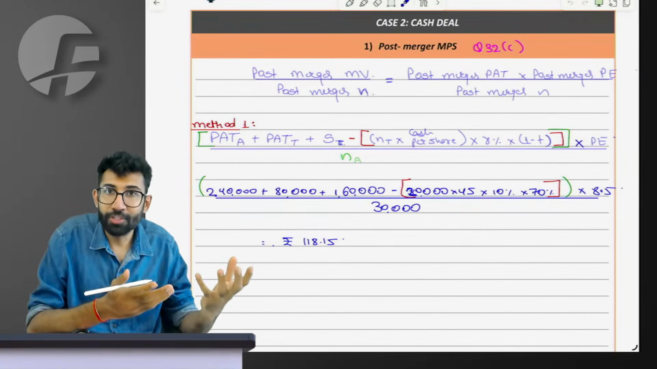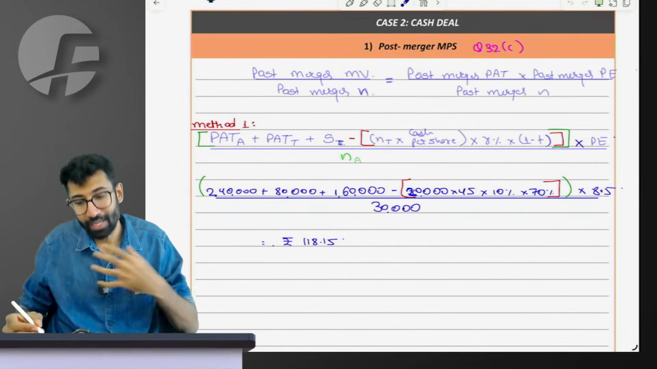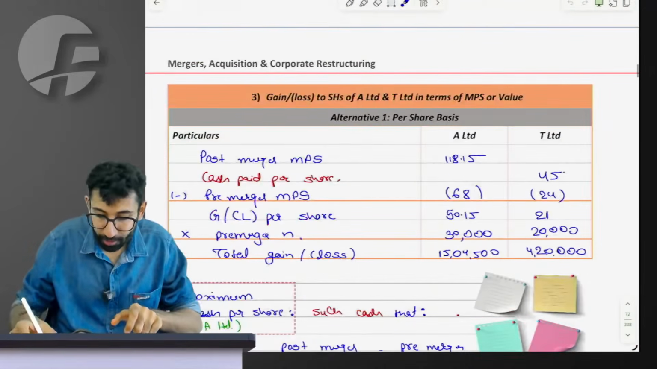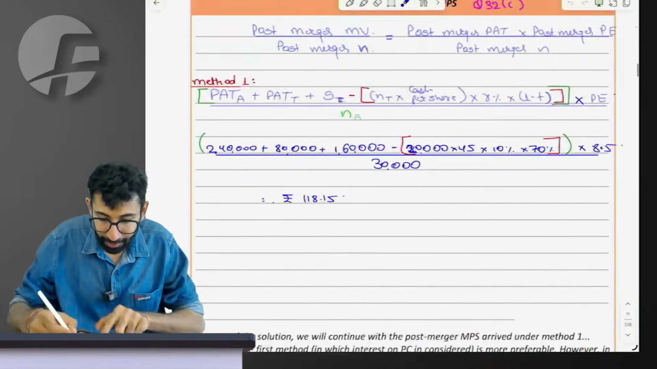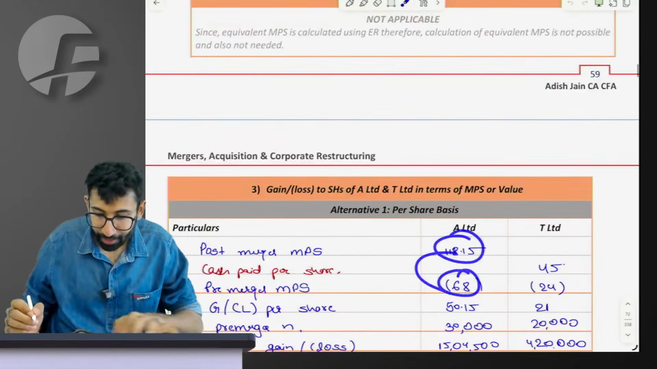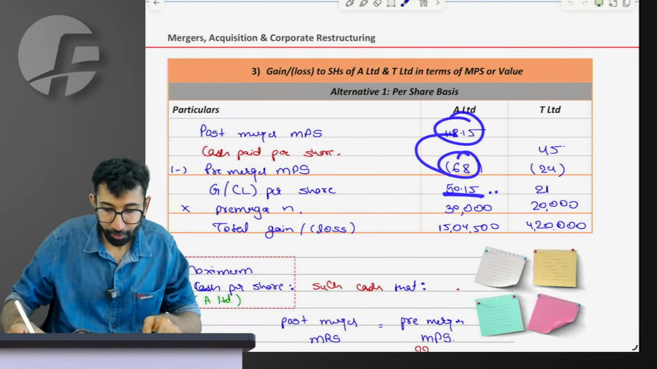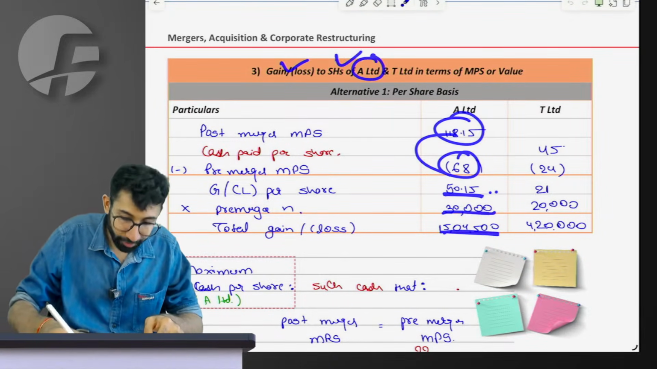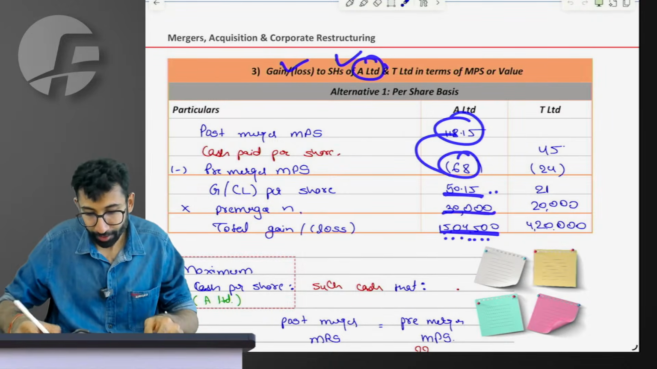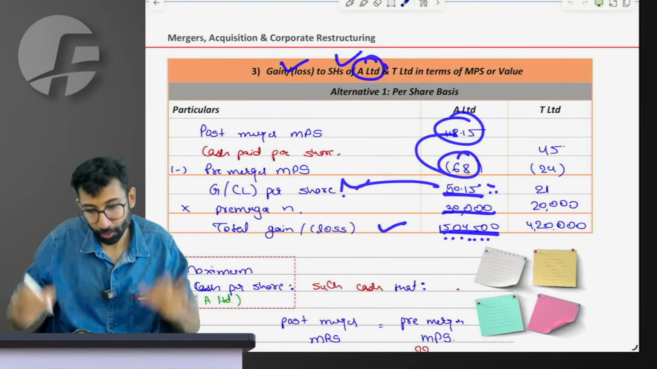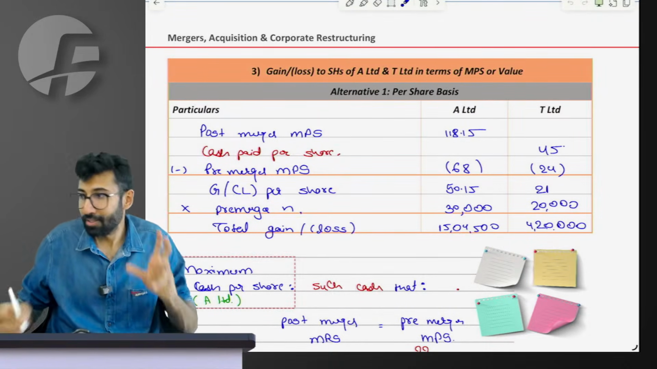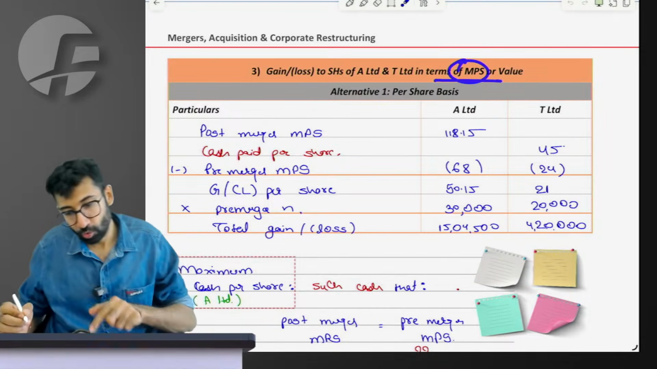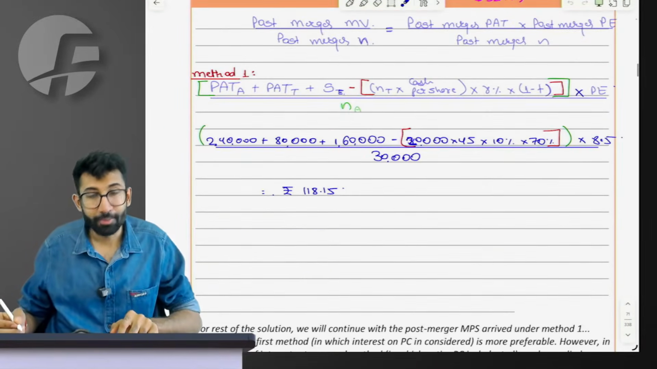So if you have the post-merger MPS, let's think about the gain or loss. I am an acquirer. My price previously was 68, but now it has become 118.15. Do I gain in terms of value? Yes, 50.15 on 30,000 shares. So the gain to the shareholders of A Limited becomes 1504500 in total, and per unit it is 50.15. That is the gain or loss in terms of value. Cool. Sir, to the shareholders of T Limited.